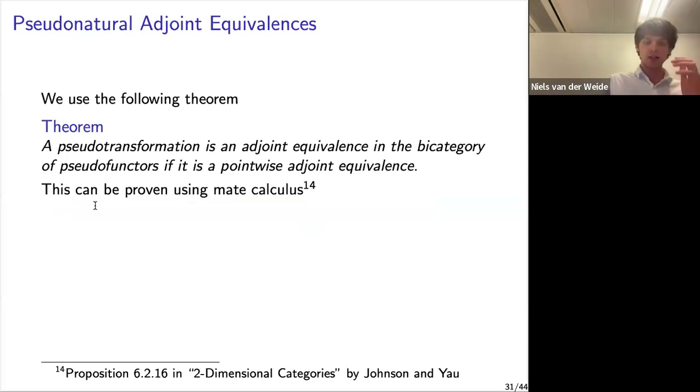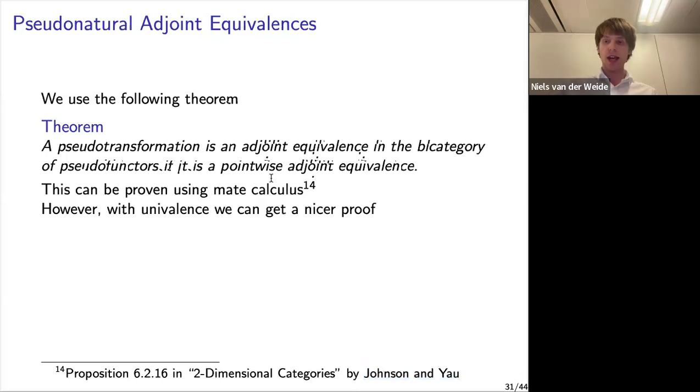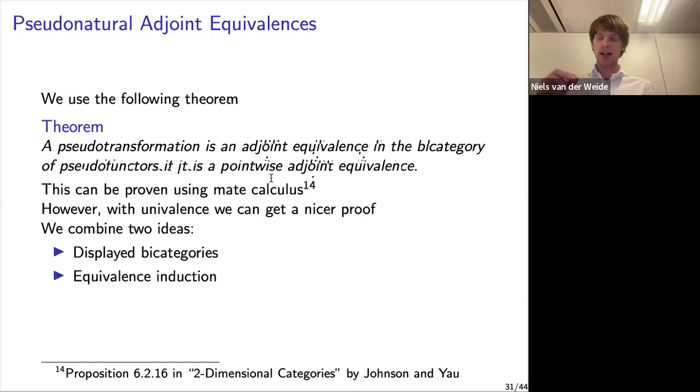How? So let's focus on this theorem. A pseudo-transformation is an adjoint equivalence in the bicategory of pseudo-functors if it is a pointwise adjoint equivalence. If you check the literature, I think the only place where it got proven was in Johnson and Yau, where they used mate calculus. But if we use univalence, then we can get, in my opinion, a nicer proof, and that basically entails two tricks: using displayed bicategories and using equivalence induction.